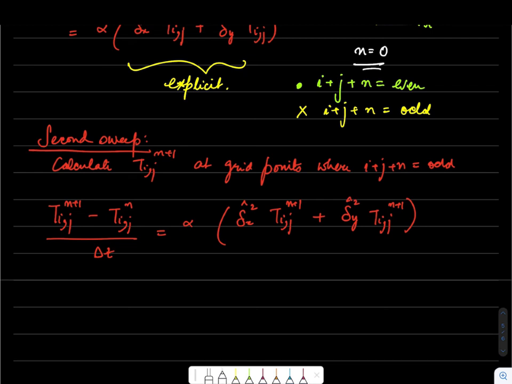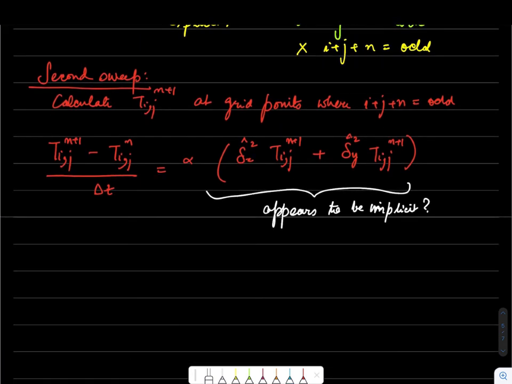Now if you observe, and I'm sure some of you will have this question, you will say this appears to be implicit because we are solving for Tij at n plus 1, and this appears to be an explicit function of Tij at n plus 1. But as I'll show you now in 1 second, no simultaneous equations or algebraic equations need to be solved, and this can be easily obtained by just multiplying both sides by delta t and adding Tij n.